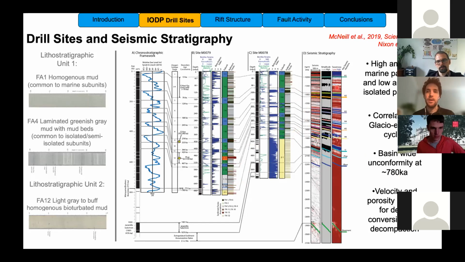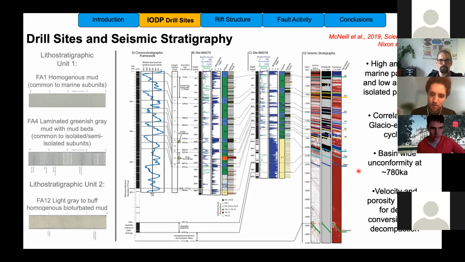And then in that upper seismic unit 2, we also had these alternating high and low amplitude packages, which I showed you on the previous slide. And these correlated, the high amplitude packages correlated with the marine subunits, and the low amplitude packages correlated with the isolated subunits, meaning that we were able to apply our chronostratigraphic framework to these seismic horizons. On top of this, we had velocity and porosity profiles for the cores, which allow us to depth convert seismic data and also decompact sediments offshore.